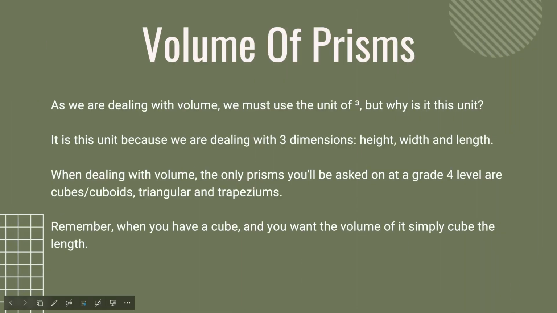If you're a little confused about the aspects of volume, here's a little slide to have a go. As we're dealing with volume, we need to use the unit of cubed. But why is it that unit? It's because we're dealing with 3 dimensions: height, width, and length. When we're working with volume of prism questions, the only prisms you'll be asked about at a grade 4 level will be cubes or cuboids, triangular prisms, and trapezium prisms. You won't be asked about cones or whatnot, because that's at grade 6 or above.